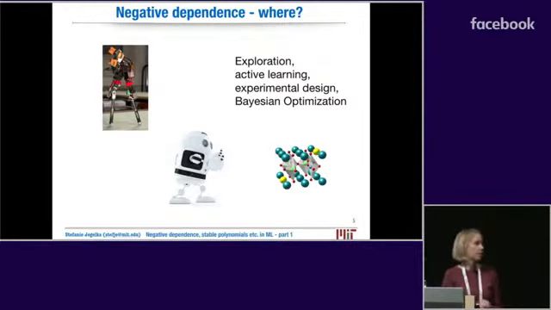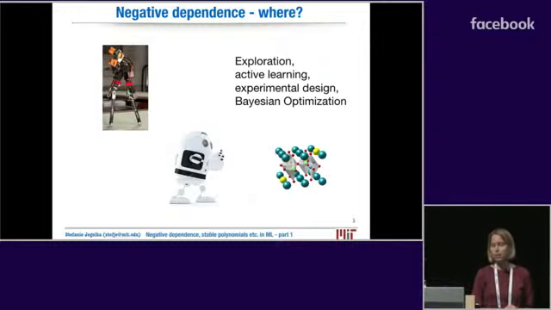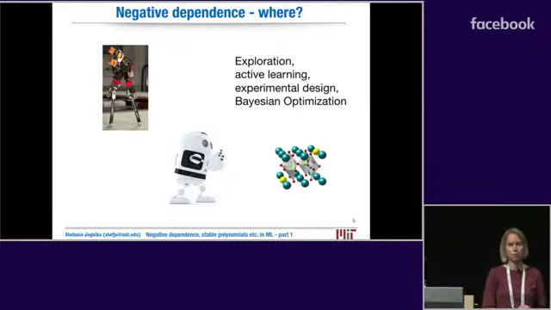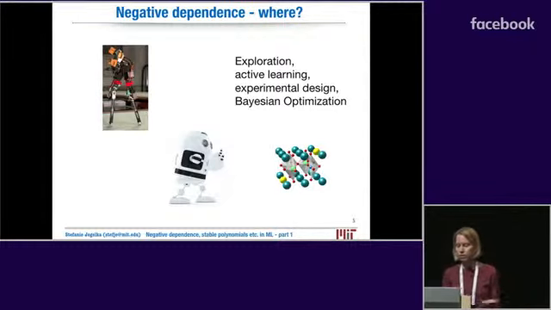So negative dependence has also shown up in many works where you try to do hyperparameter optimization, where you try to do experimental design, where you try to do Bayesian optimization, and so on. So we see there's actually a good number of reasons to look at the property of negative dependence because it occurs in many places in machine learning too.